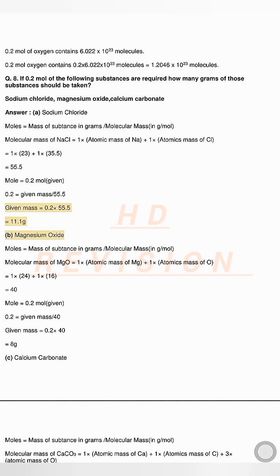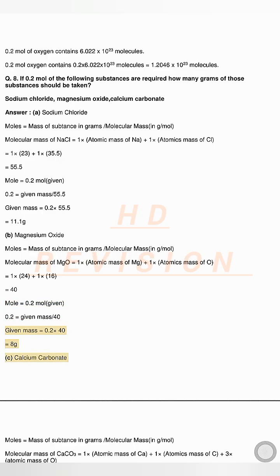B. Magnesium oxide. Moles equals mass of substance in grams divided by molecular mass in gram per mole. Molecular mass of MgO equals 1 times atomic mass of Mg plus 1 times atomic mass of O equals 1 times 24 plus 1 times 16 equals 40. Moles equals 0.2 moles given, so 0.2 equals given mass/40. Given mass equals 0.2 times 40 equals 8 grams.